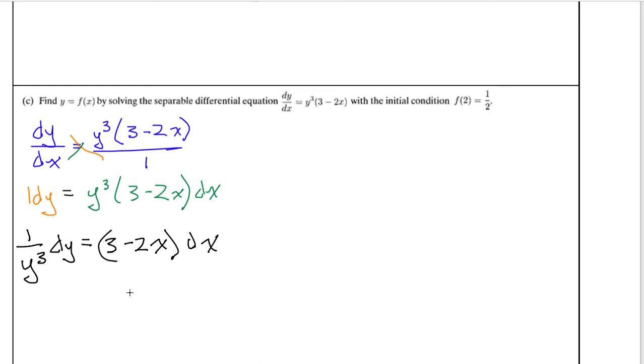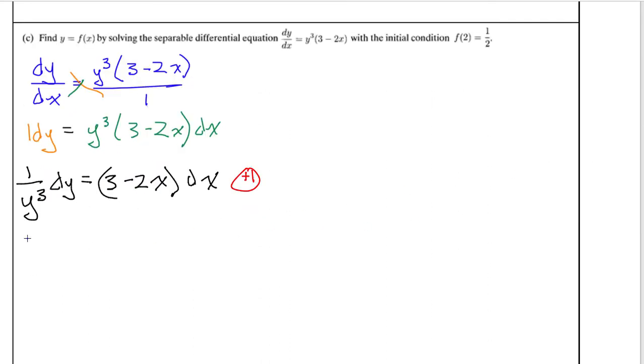Cool. That was step 1. Separate. You get 1 point for that. You always get 1 point for separate. Next, we're going to do what? You want to integrate. This is now y to the power of negative 3.